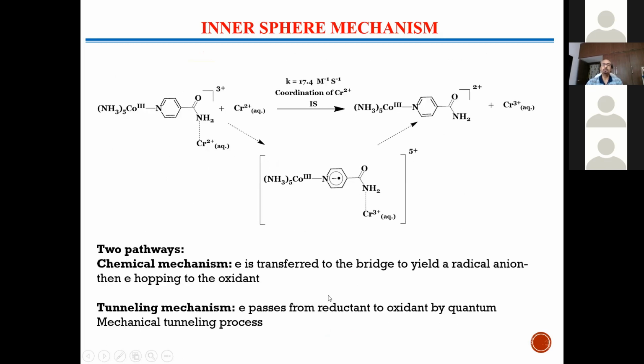So one could argue that it is an inner sphere mechanism, or it is moving towards the inner sphere mechanism. So it has left the domain of the outer sphere mechanism. From 10 to the power minus 3, it has come to 1.7 into 10 to the power 1, or 17, right? So it has left that outer sphere zone and it has moved into the inner sphere zone.